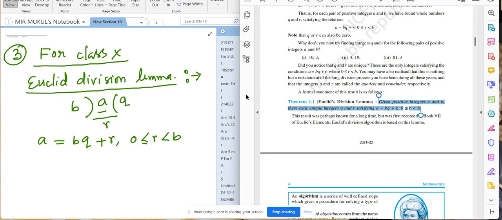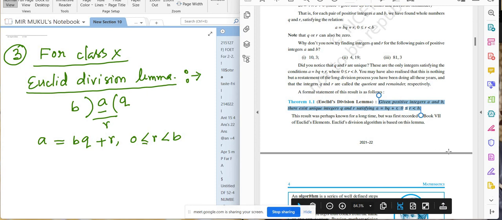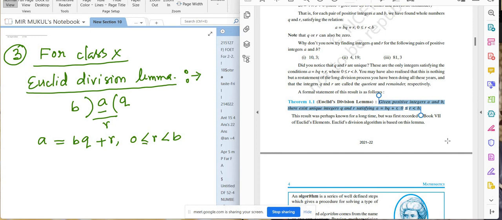So given positive integers a and b, there exist unique integers q and r satisfying a equals bq plus r, where r is greater than or equal to 0 and less than b, and this is called Euclid division lemma. Class 9th students will not write this concept.